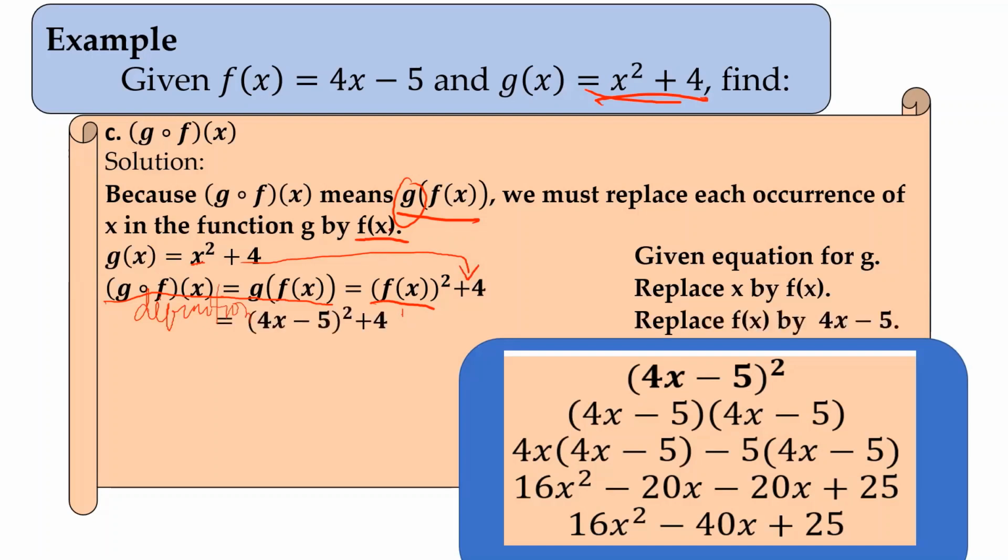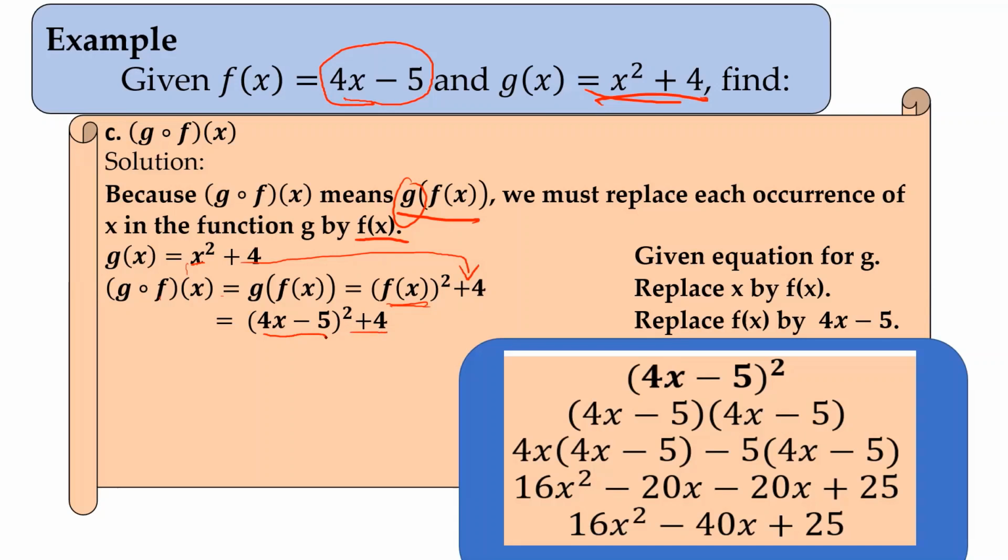Next. Next is, you have to substitute the value of f of x. The value of f of x is this, 4x minus 5. That's why you have 4x minus 5. But still you have squared kasi x squared kasi yan. That's why yung f of x pinalitan ng 4x minus 5 then squared na naman. Then bring down plus 4.